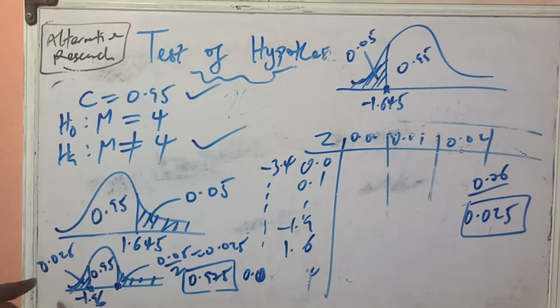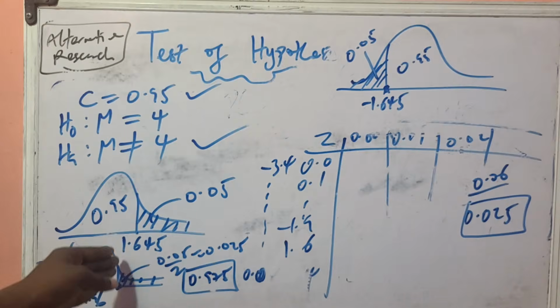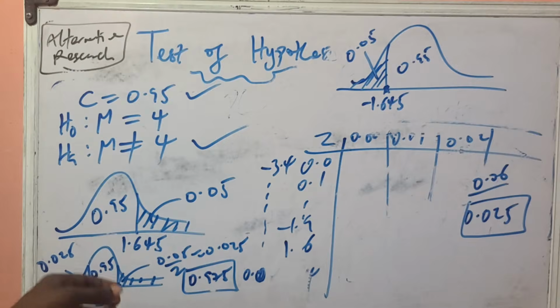So 0.95 plus 0.025 will be 0.975. Now, you're dealing with an area after the midpoint, so you'll be using your positive z table in this case, not your negative. When you are finding an area below the midpoint, you'll be making use of your negative z table. When it's above the midpoint, you'll be using your positive z table. So bring out your positive z table now and check for the area of 0.975 and confirm what value of the z-score produces 0.975.